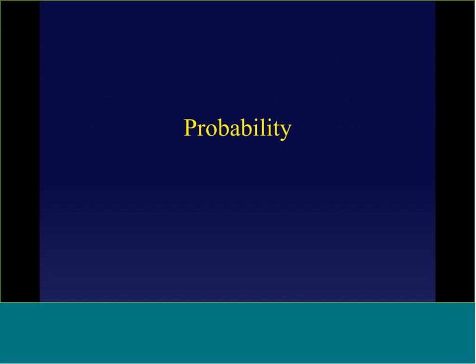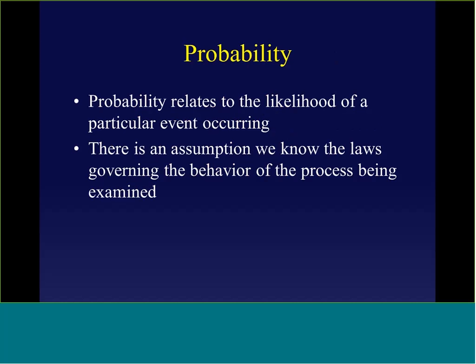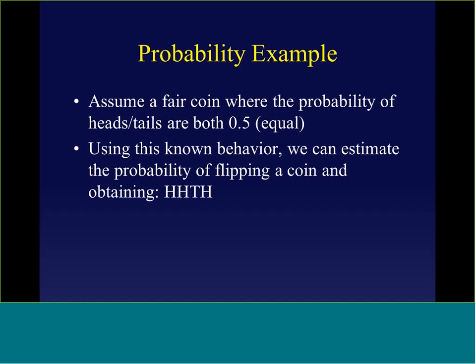So now we'll talk a little bit about probability. As I'm sure many of you know, probability refers to the likelihood of a particular event occurring. Now, this assumes that we know the laws governing the process that we're examining. So I'm sure many of you are familiar with the example of a fair coin, which I will use here. A fair coin is basically a coin where the probability of receiving heads or tails is 50% each. There is a 0% probability of the coin landing on its edge.